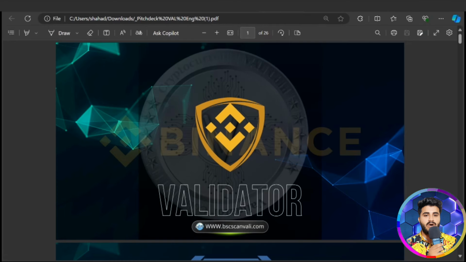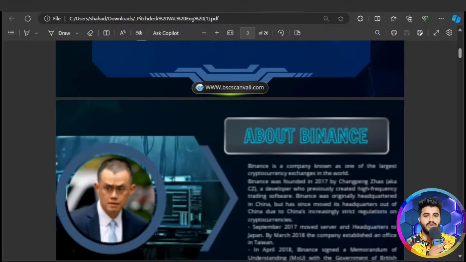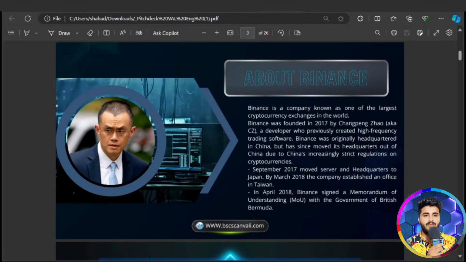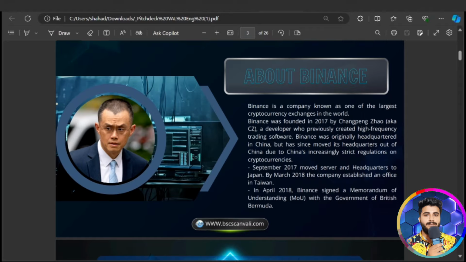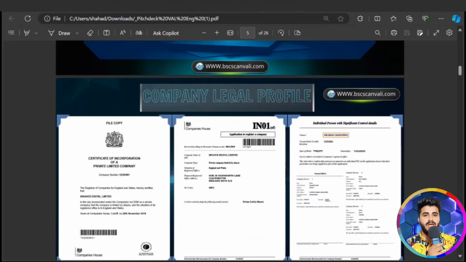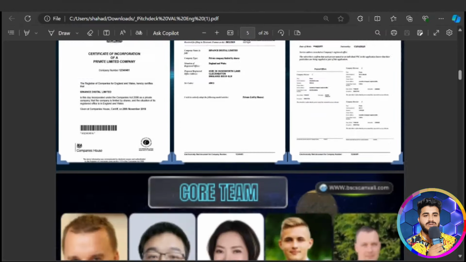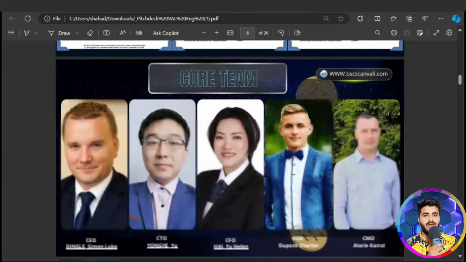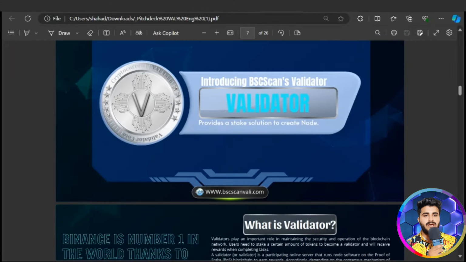And here is the pitch deck of the validator. You can check out each and everything about Binance, a company that is now one of the largest cryptocurrency exchanges in the world. Also here is the company legal profile, and their core team also. Also here is the introduction of the BSCScan validator.